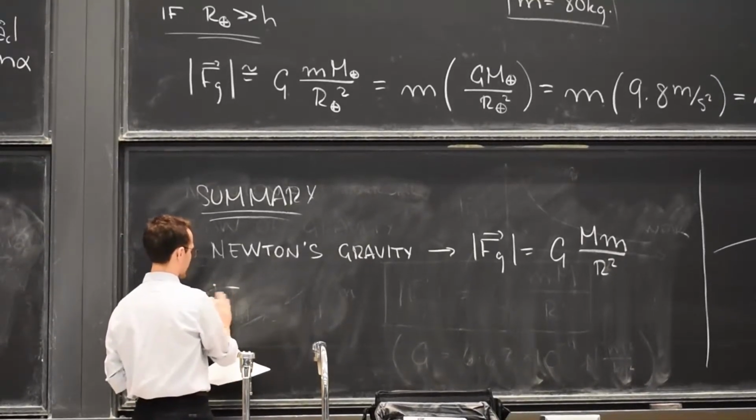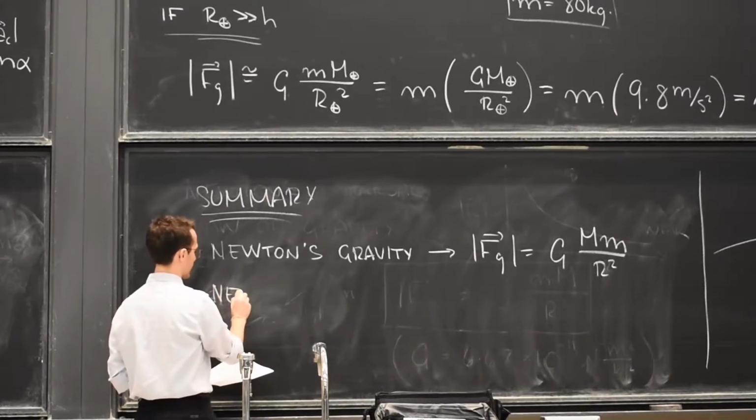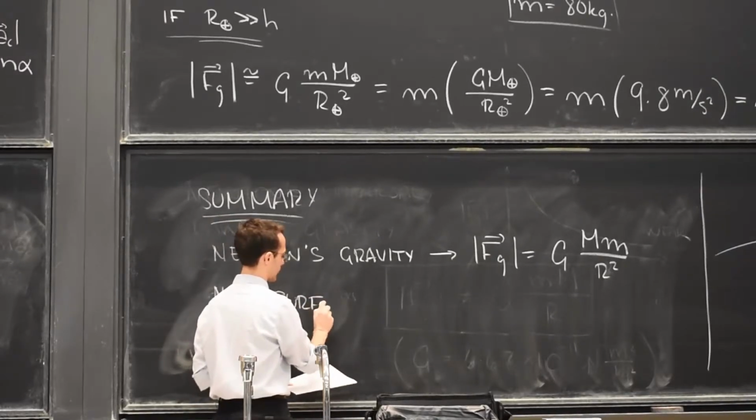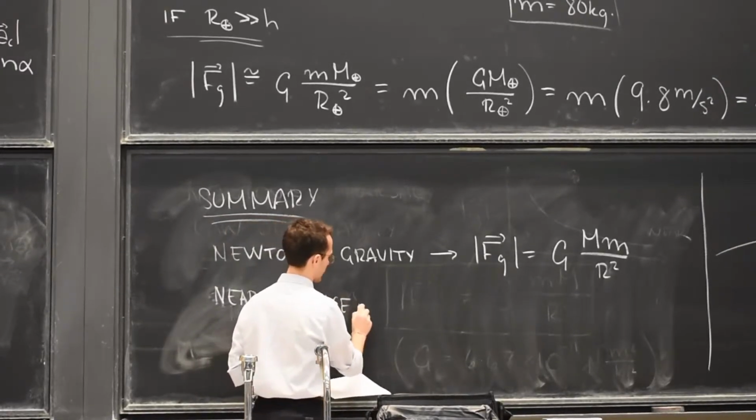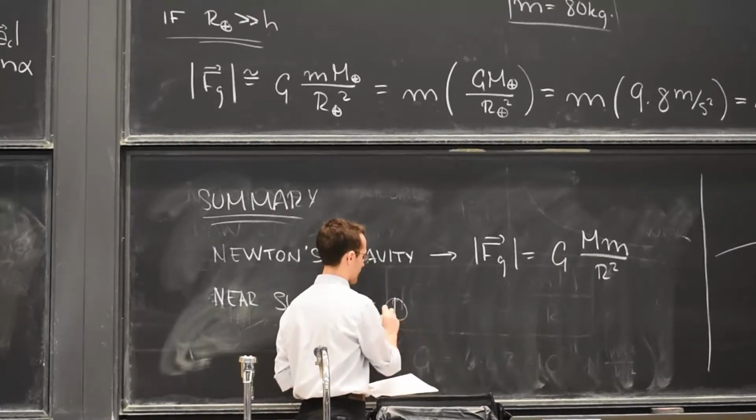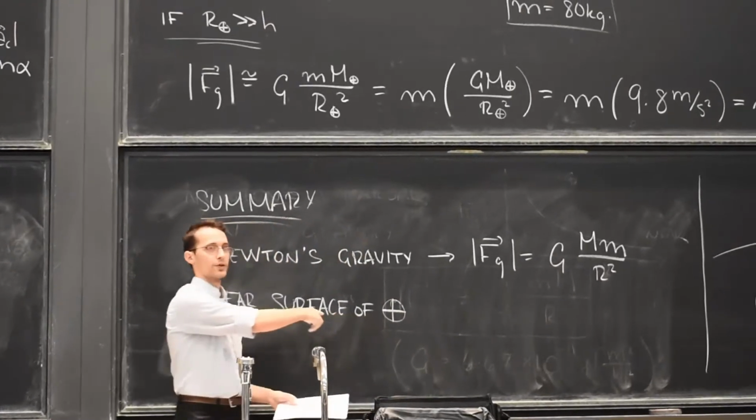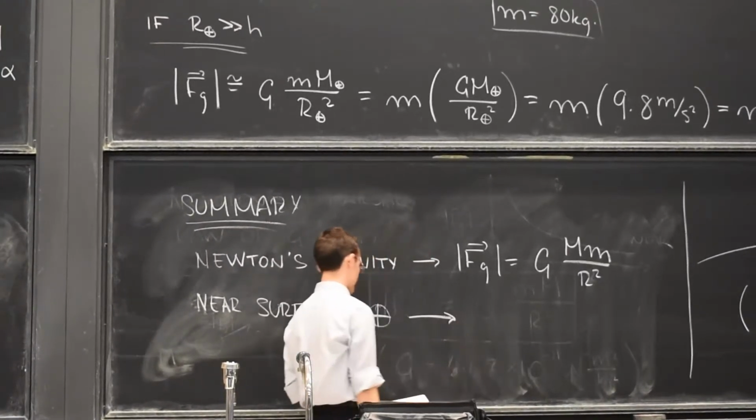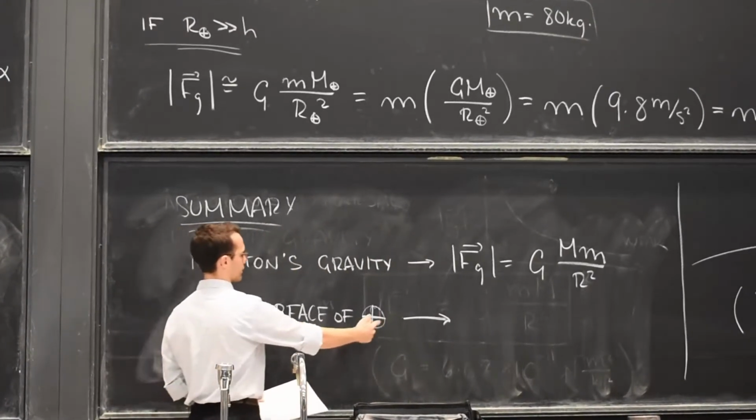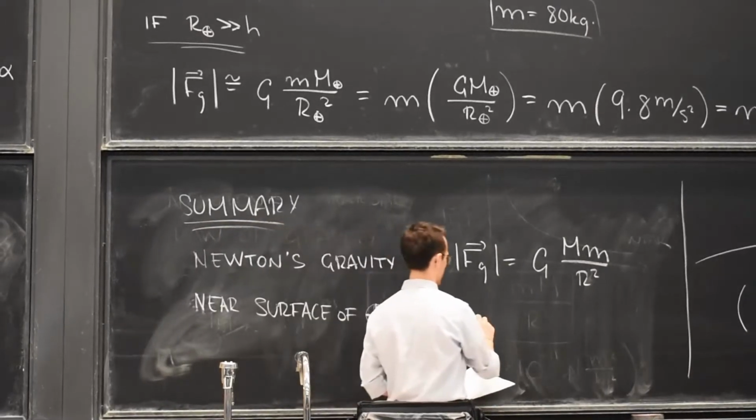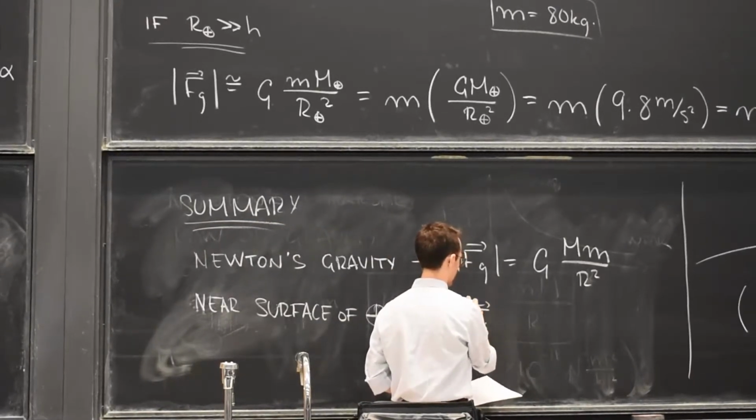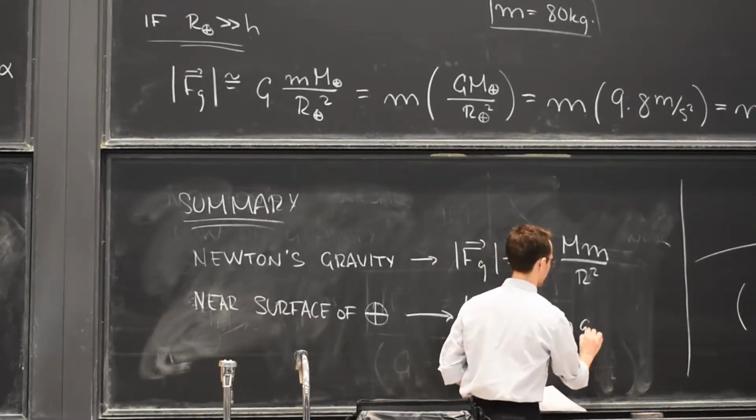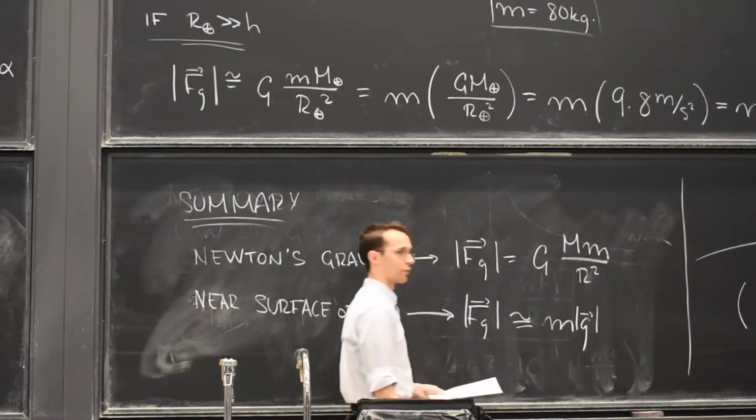I don't really have to write this next one since I just said it, but near surface of Earth, this is what astronomers call Earth. It's just a symbol they use, so they don't have to write it all the time. So near surface of Earth, Fg goes back to what we're familiar with, m times g, 9.8.